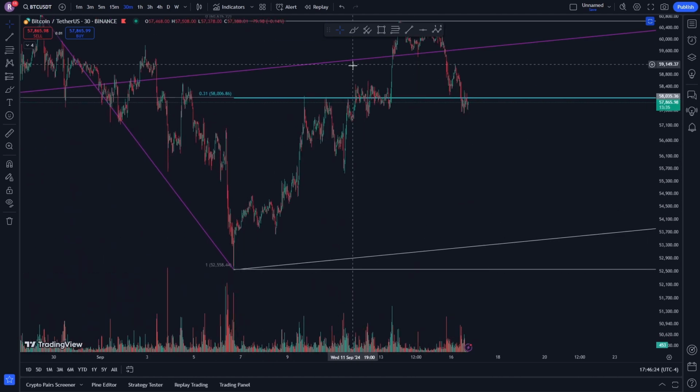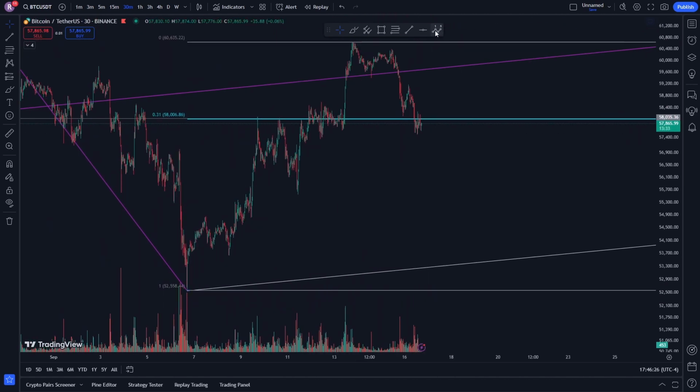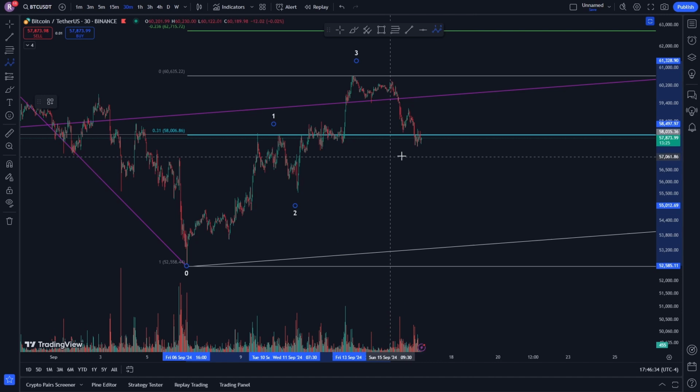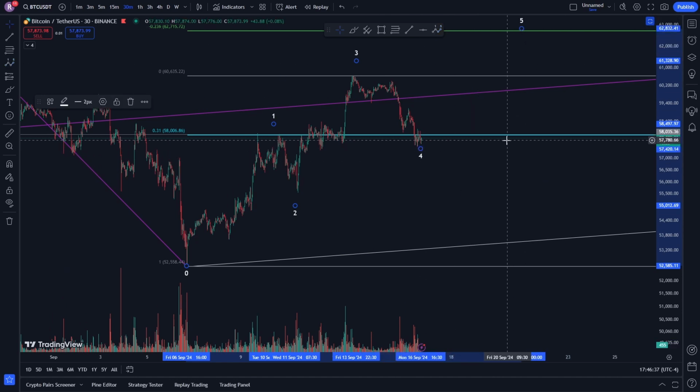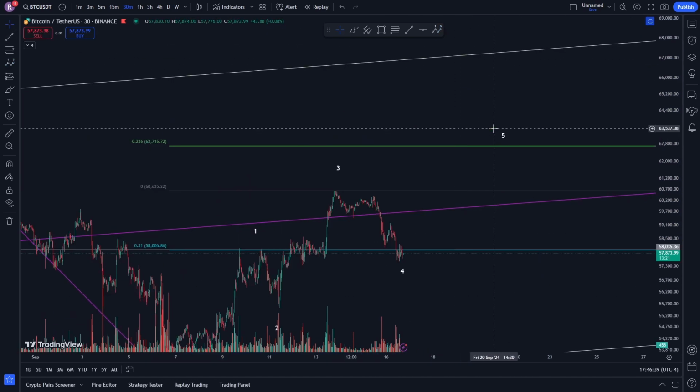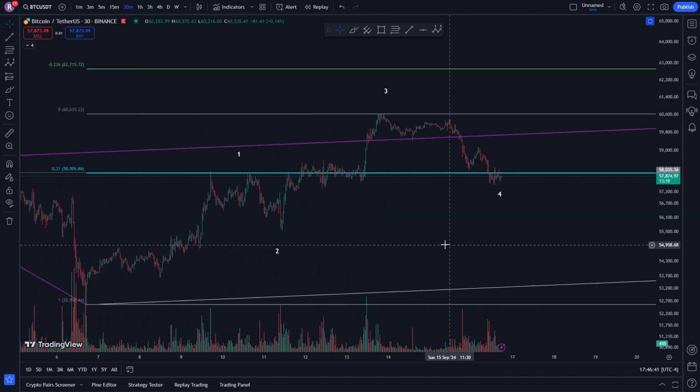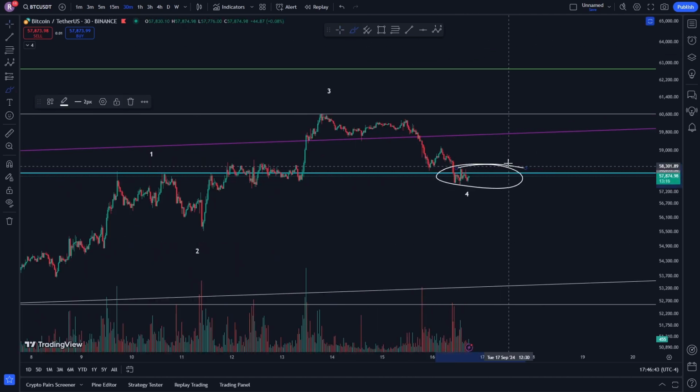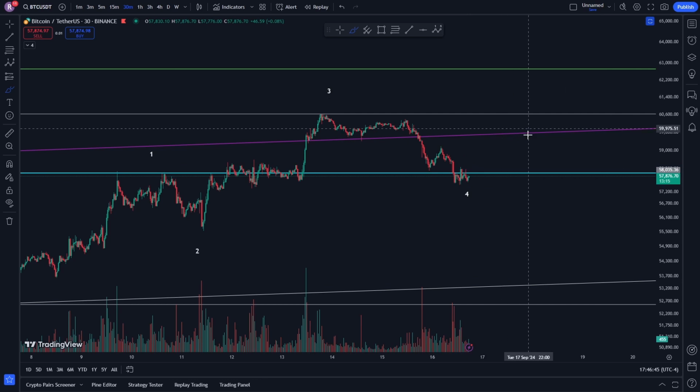So you have to wait for a little Elliott wave count. As you can see, Elliott wave 0, first pump, correction, and then over here is third, and this is the fourth wave, and the fifth wave would be towards 62. But like I said, we need to hold this level, 58k, for us to push through again.